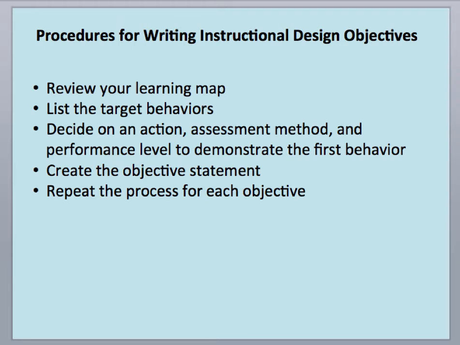Okay, you're going to list the target behaviors. Then you're going to decide on an action, assessment method, and performance level to demonstrate the first behavior. And then you're going to create the objective statement, and then you're going to go back to your learning map and do it for the second target behavior. So you're going to have several objectives for each one of your learning goals.